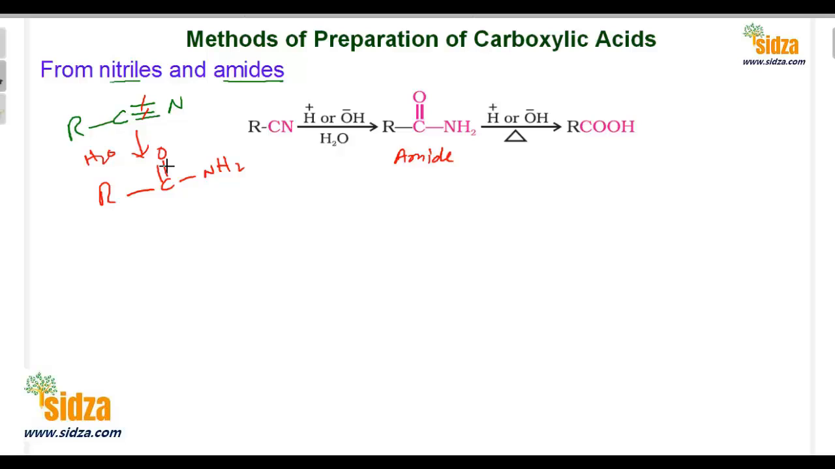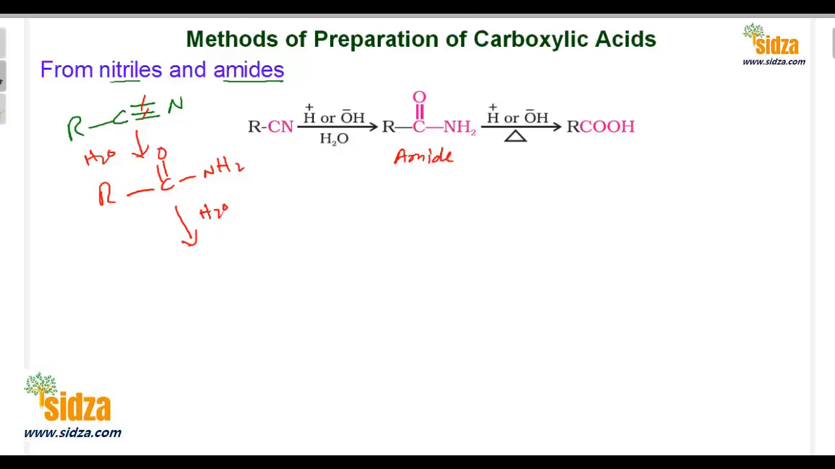This is a multi-step process. When you look at the mechanism, I'm not going to discuss the mechanism, how this addition takes place here. When you add one water molecule in the acidic medium, normally hydrolysis takes place in the acidic medium. So you get an amide, and you can further hydrolyze the amide. You can add one more water molecule here.